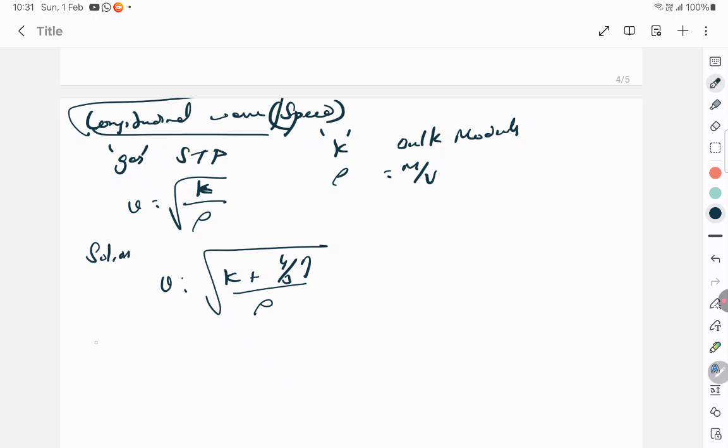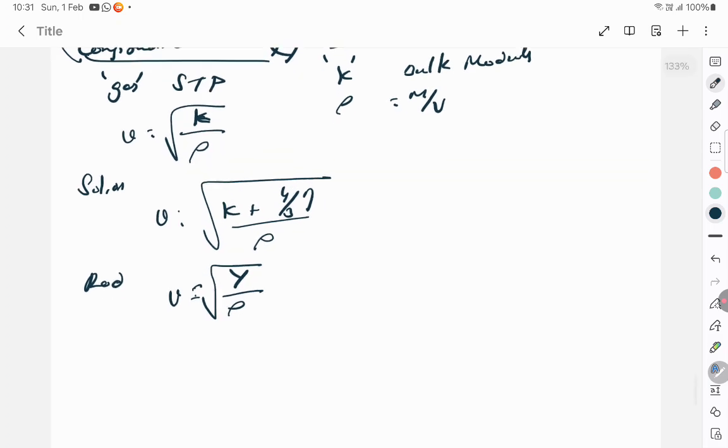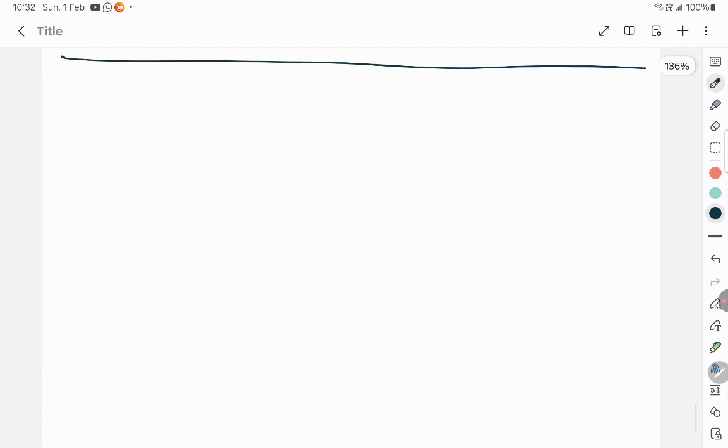So next is take a rod and study the longitudinal wave. In a rod, you will have Young's modulus. So velocity is equal to root of Young's modulus by rho. So that's something you got to know. Then here's where the lesson starts.